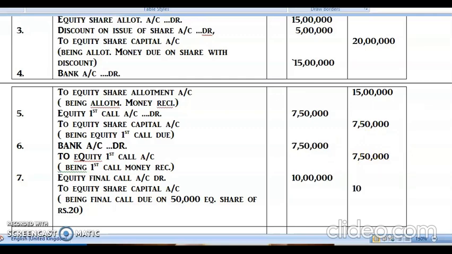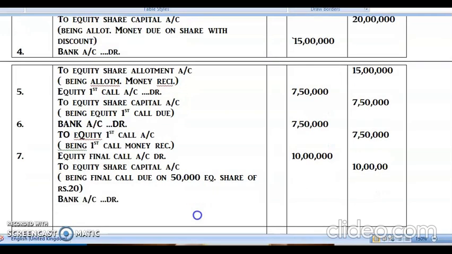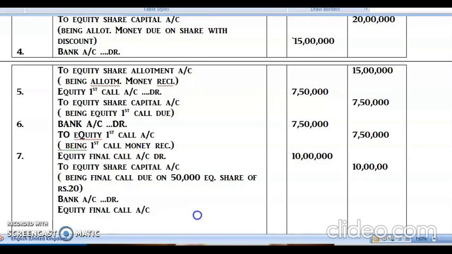The last entry you have to pass is for receiving of final call. So let us go to the last entry. Receiving of final call is bank account debit. While receiving the money, always debit the bank account, to equity final call account. And here you have to write the narration, being final call received. Whatever the call due is, that much will be received. That will be your last entry for receiving of final call. Again you are going to receive the 10 lakhs on your final call.